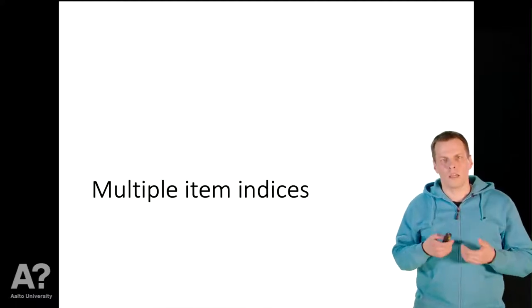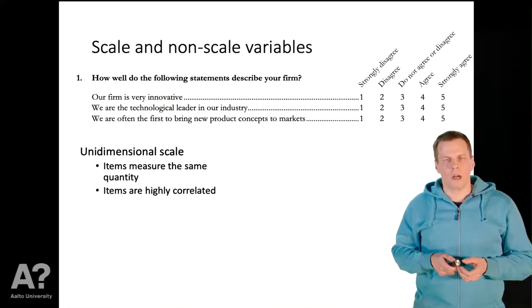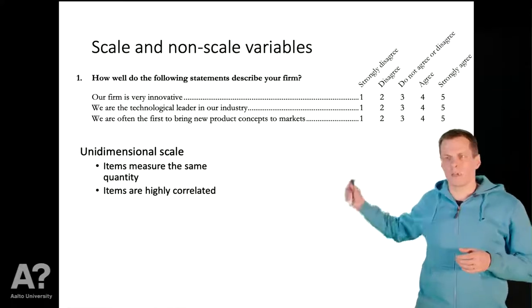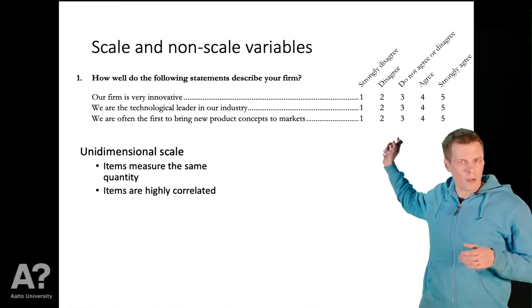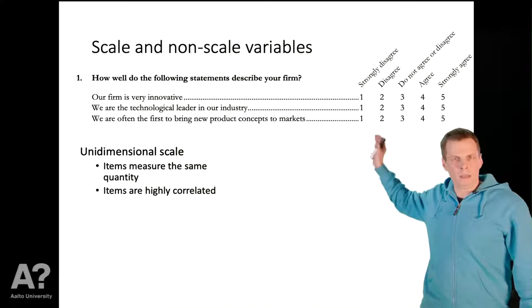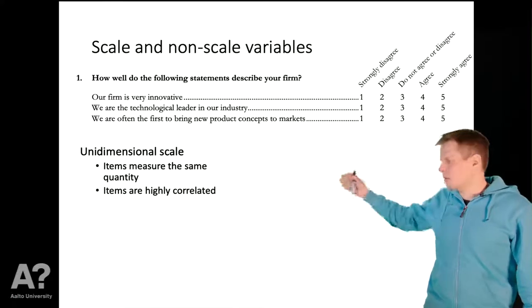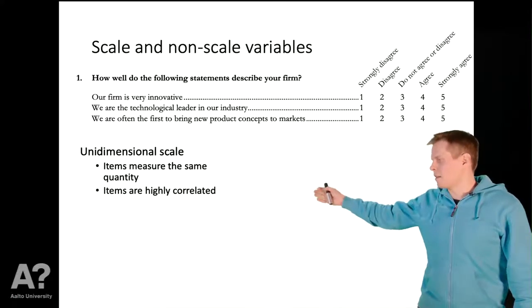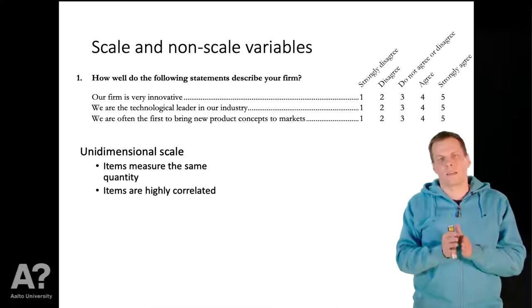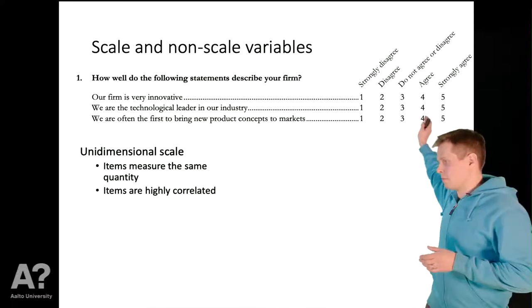To understand indices, we have to first understand what is a scale variable and what is a non-scale variable. I refer to as a scale variable a variable that is part of a measurement scale. For example, these three questions here form a survey scale that is supposed to measure companies' innovativeness. This is a unidimensional scale, or at least it's supposed to be. What that means is that the items measure the same quantity and the items are highly correlated. So we expect a highly innovative company to answer highly on all these items here.